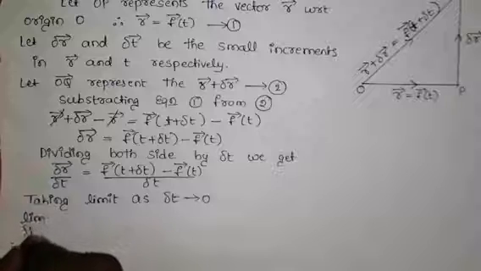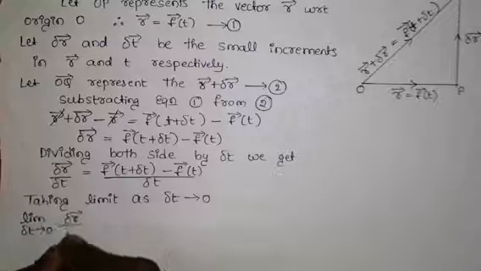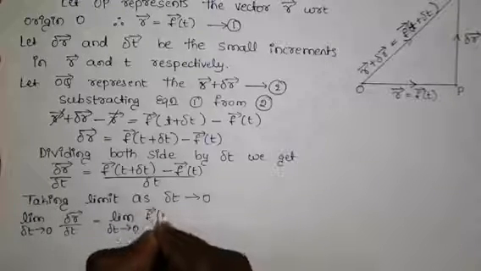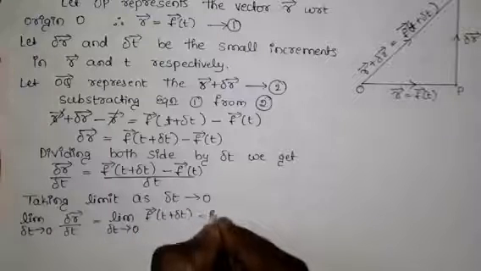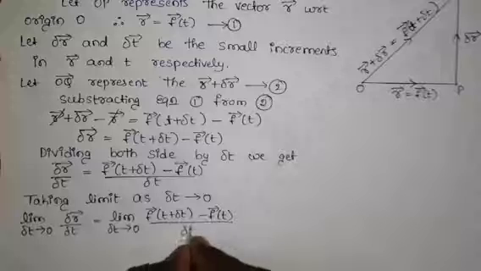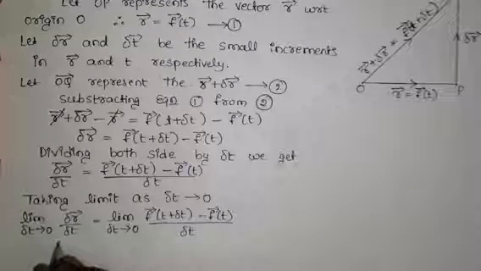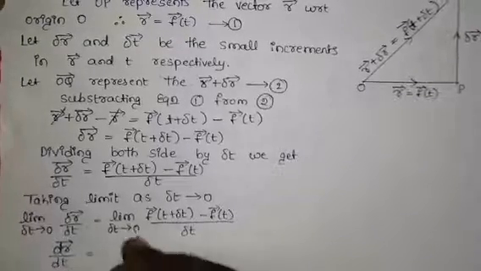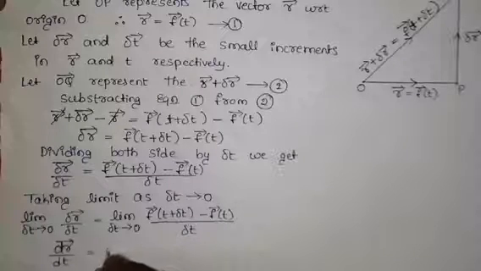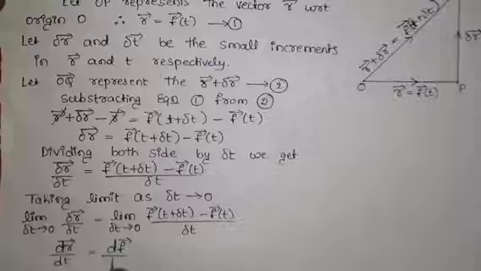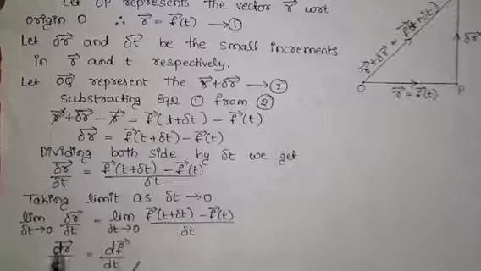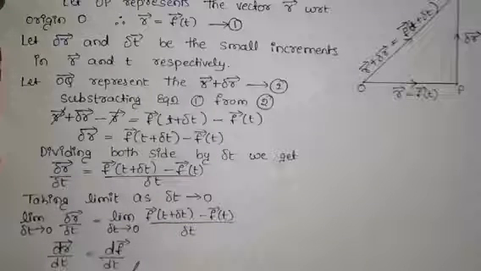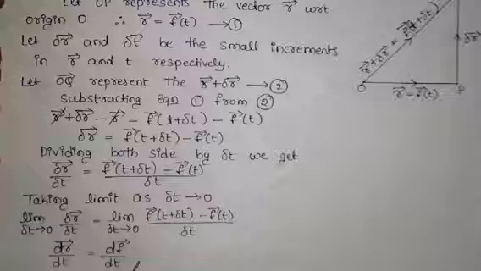This gives limit delta t tends to 0 delta r by delta t equal to limit delta t tends to 0 of vector f of t plus delta t minus vector f of t divided by delta t. Here limit delta t tends to 0 delta r by delta t can be written as vector dr by dt, and this is the definition of differentiability, that can be written in the form of vector df by dt. So this is our condition how the ordinary derivatives of vector calculus exist. Okay, that means dr by dt is equal to vector df by dt.